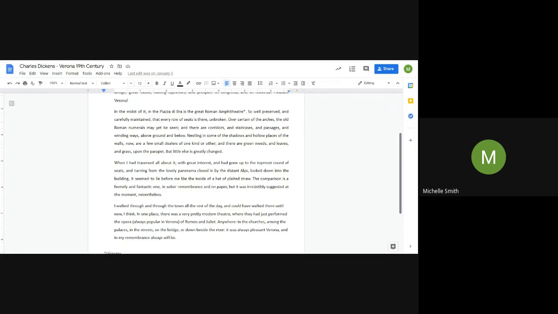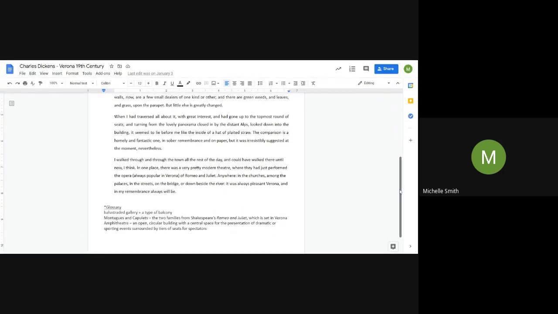seats, and turning from the lovely panorama closed in by the distant Alps, looked down onto the building, it seemed to lie before me like the inside of a hat of plaited straw. The comparison is a homely and fantastic one, in sober remembrance and on paper, but it was irresistibly suggested at that moment nevertheless. I walked through and through the town all the rest of the day and could have walked there until now, I think. In one place, there was a very pretty modern theatre where they had just performed the opera, always popular in Verona, of Romeo and Juliet. Anywhere, in the churches, among the palaces, in the streets, on the bridge, or down beside the river, it was always pleasant Verona, and in my remembrance, always will be.